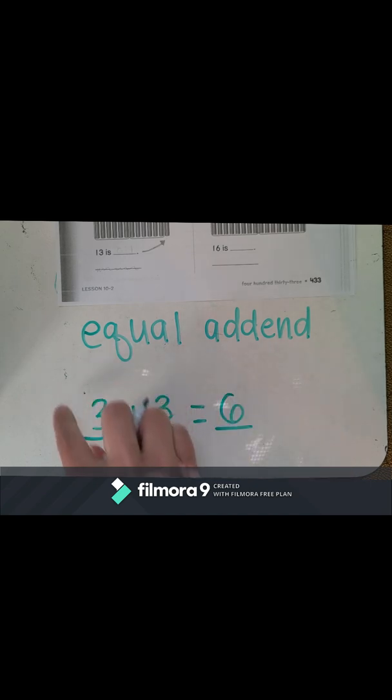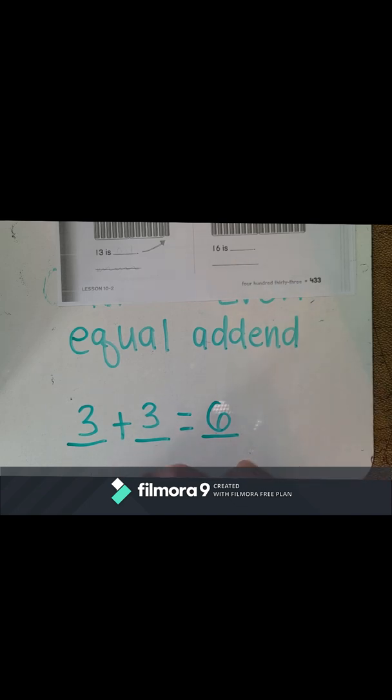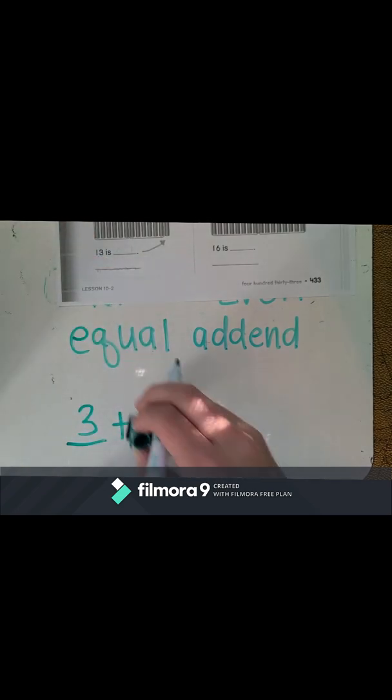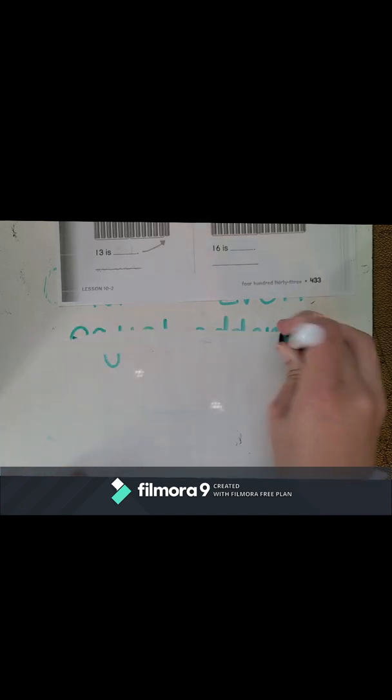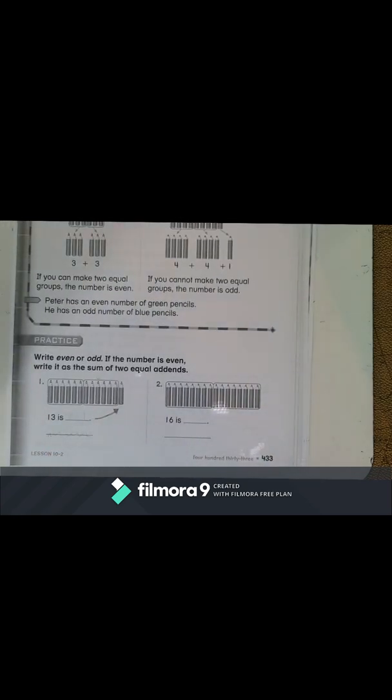Okay, so here's an equal addend. Over here, I'm going to put an example. I'll do it right here. That would not be an equal addend. Not equal, just two addends because they are not the same number. Equal addend, they are the same number, all right? So remember that for when we get to a problem that is even. We'll come back to that.